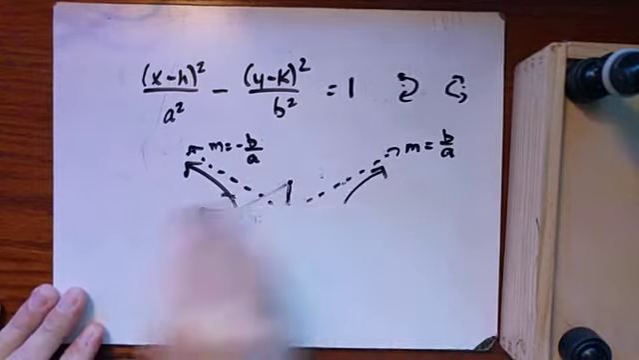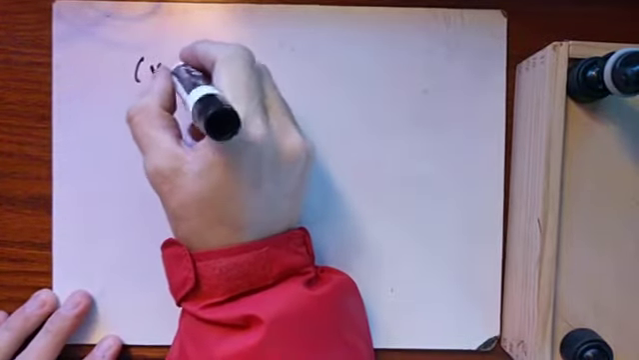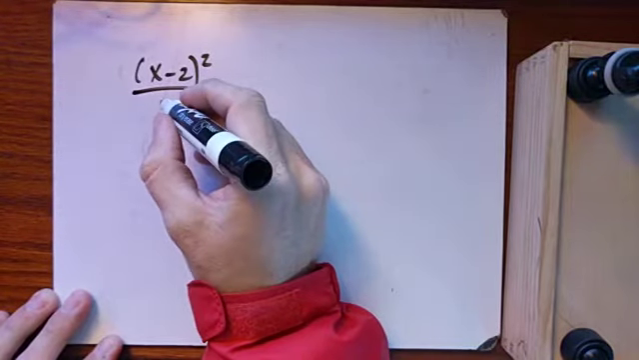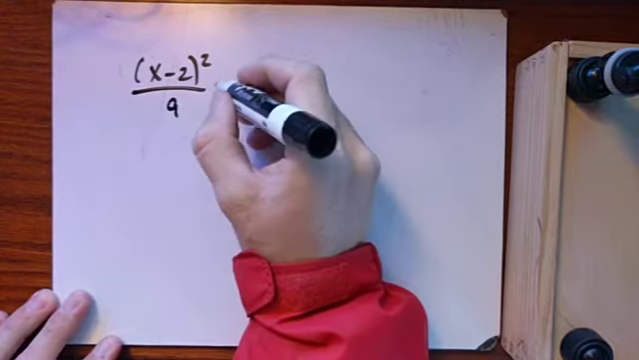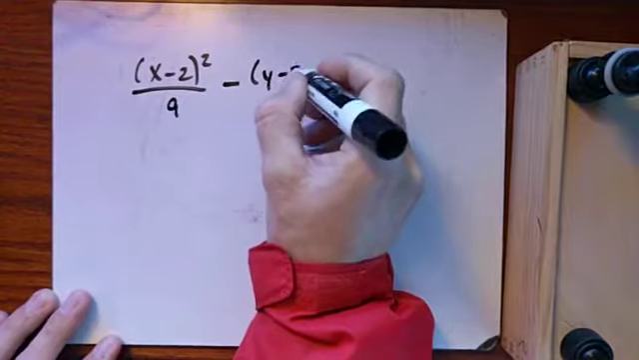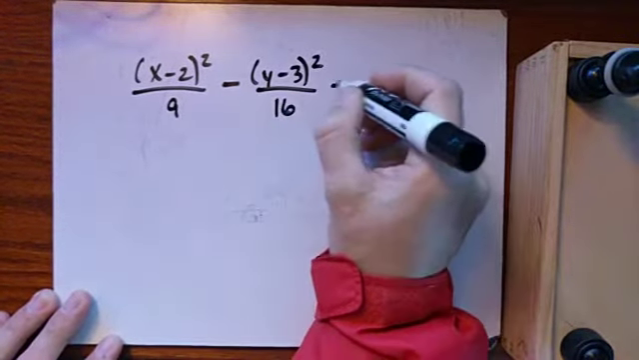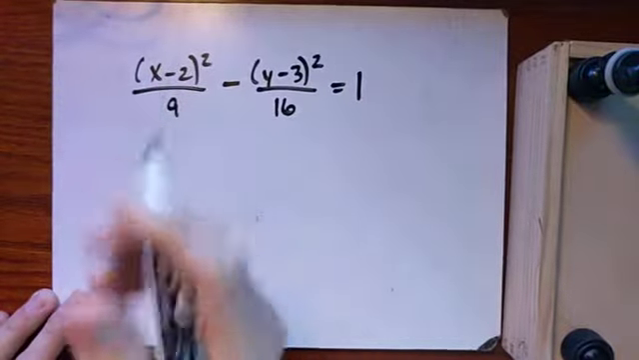Okay, let's look at an example of just a specific equation. So let's say that we have (x minus 2) squared over 9 minus (y minus 3) squared over 16 equals 1. And let's just ask a few questions about this.